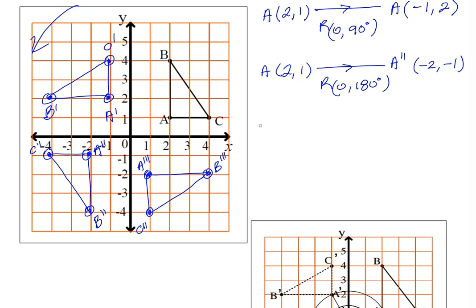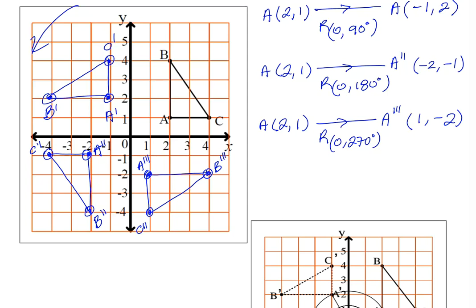Now in a 270-degree rotation, A, which is 2, 1, becomes A triple prime, which is 1, minus 2. This is R, O, 270 degrees. So that's an anticlockwise rotation of 270 degrees about O, which is the origin. So in a 270-degree rotation about the origin, the x and y coordinates again interchange, but this time the sign of the y coordinate changes.